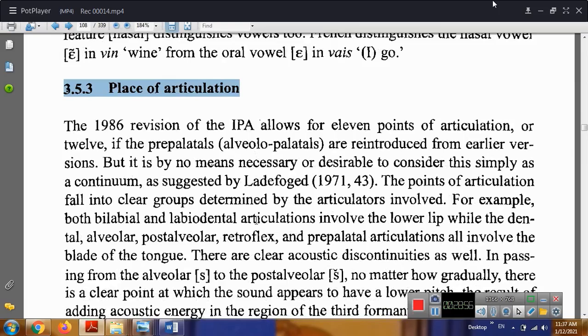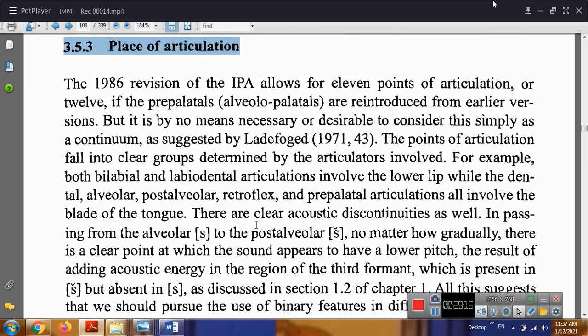Another feature is place of articulation, which we can use to describe a sound. Until now we introduced the manner of articulation features and voicing features, and the last feature is place of articulation.